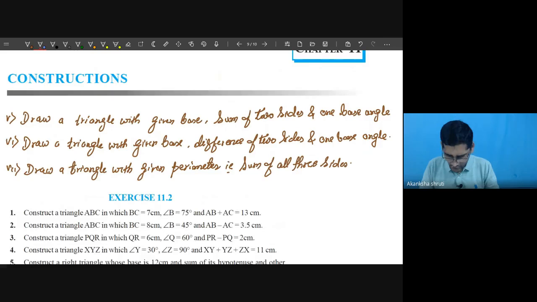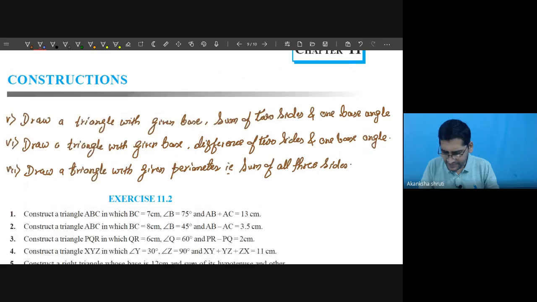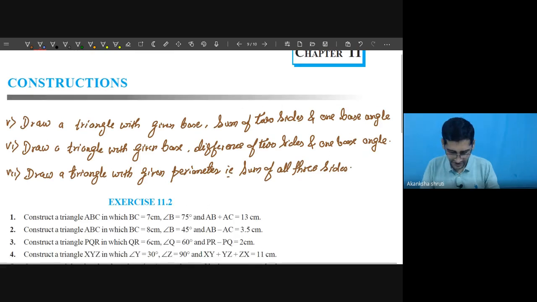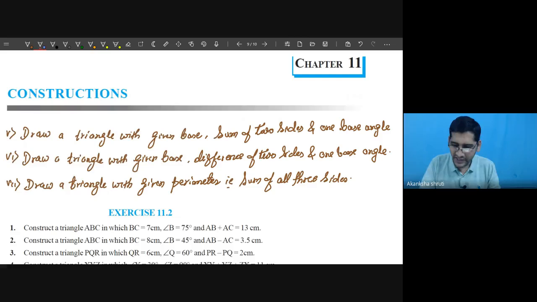Here we will take this question and we will construct this. So construct a triangle ABC in which BC is 7 centimeter, angle B is 75 degree, and AB plus AC is 13 centimeter. So let us take this.